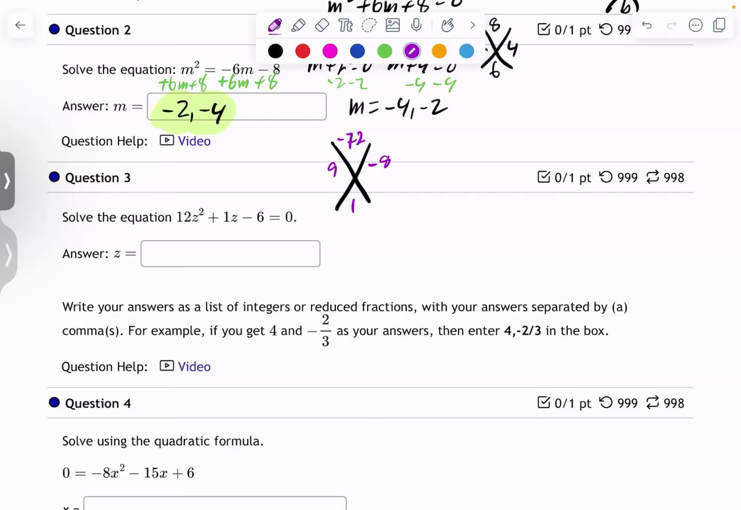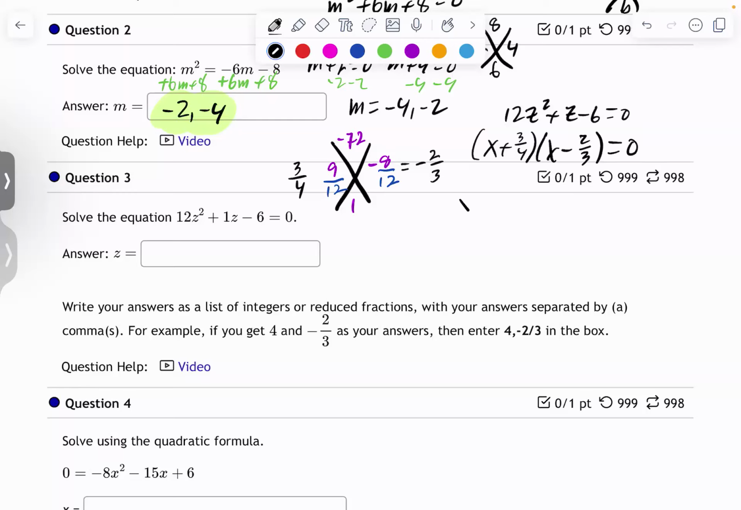And what I'm going to do is take that 12 in front and put everything over that 12 that I just got. And that's going to reduce to negative 2/3 and a positive 3/4. So I'm now claiming that the 12z squared plus z minus 6 equals 0 now factors into (x plus 3/4) and (x minus 2/3).